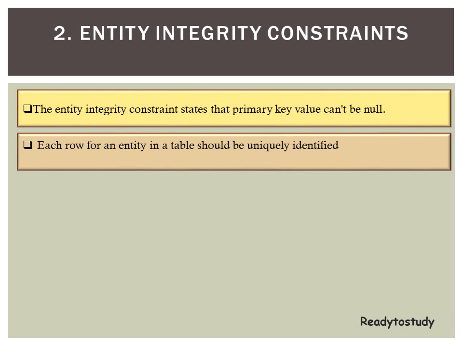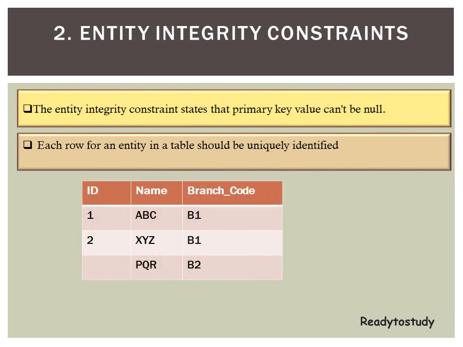The entity integrity constraint states that a primary key value can't be null. Means if we are applying the primary key on an attribute, then we have applied the entity integrity constraint. Here there is one table, and on the ID column we have applied the primary key. That means we have applied entity integrity on that table. If we don't enter anything in the column on which we have applied the primary key, it doesn't allow it. Why? Because a primary key doesn't allow null values.